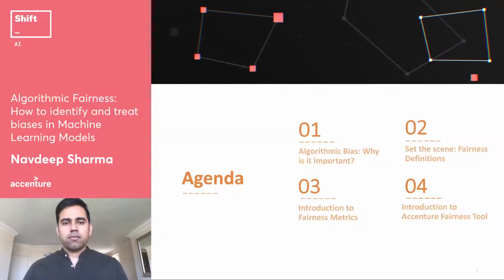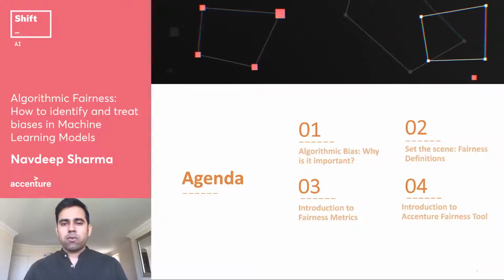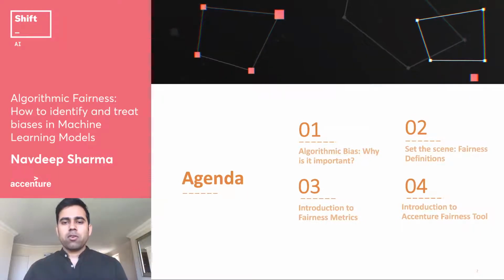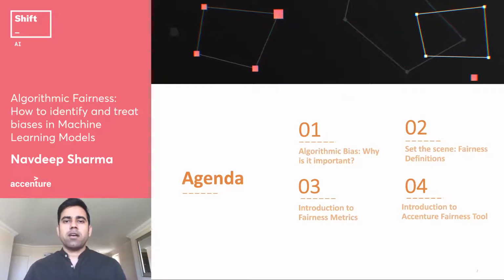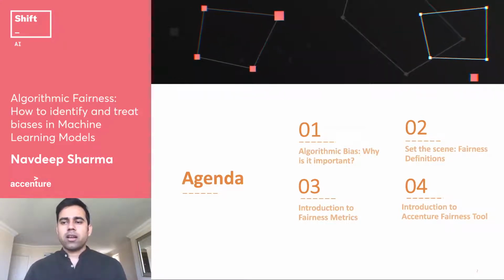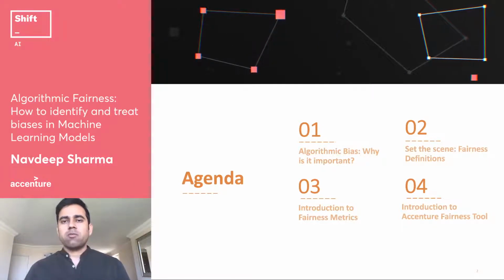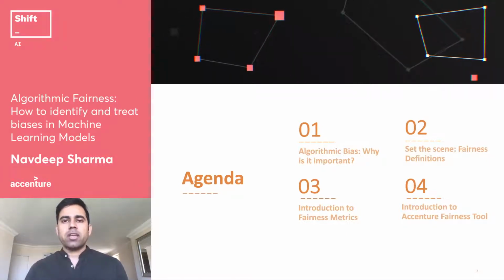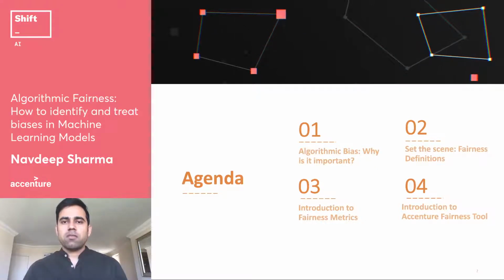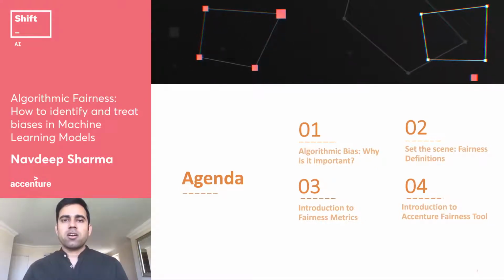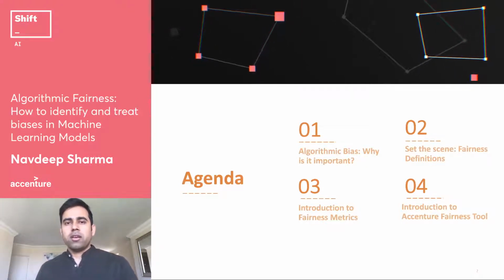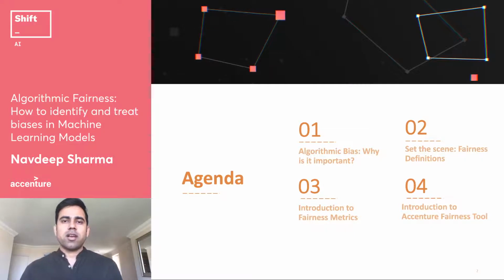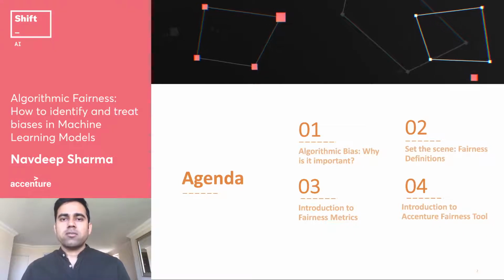The agenda for today is not very long. I hope to cover all of it. First, we'll go over algorithmic bias and the importance of treating algorithmic bias in today's age. Second, we'll go over some of the definitions and key terminologies that we need to know before treating the algorithmic bias. Third, we'll look into some of the fairness metrics that we particularly use as part of our research and development. And then last, we'll go over the demo of Accenture Fairness Tool, which is designed to treat the biases in the data as well as machine learning models.